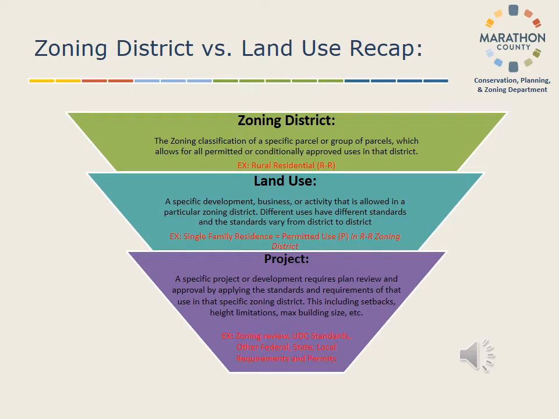So within that rural residential zoning district, we have chosen the single-family residence, and that is a permitted use within that district. Prior to commencing that use or starting construction, a specific project or development requires plan review and approval by applying the standards and requirements of that use in that specific zoning district. These standards include things such as setbacks, height limitations, and maximum building size.